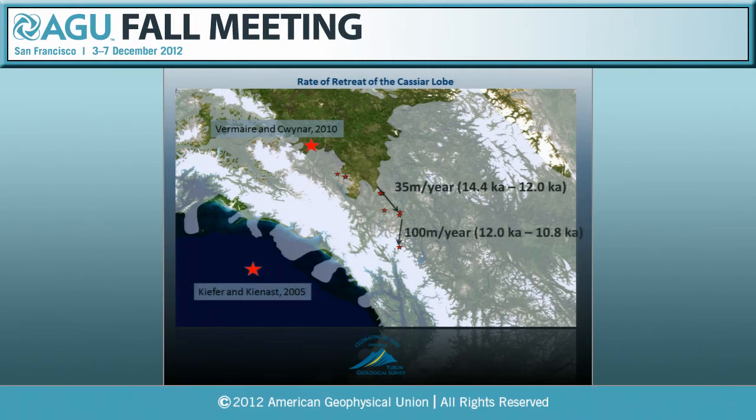And then we have an increase in the rate of retreat of the ice lobe following the Younger Dryas, with an increased rate of about 100 meters per year back into the accumulation zones. And this also is supported by some of the ocean information, the sea surface temperature data from the North Pacific Ocean, which suggests there was an abrupt warming period following the Younger Dryas and the onset of the pre-boreal conditions.